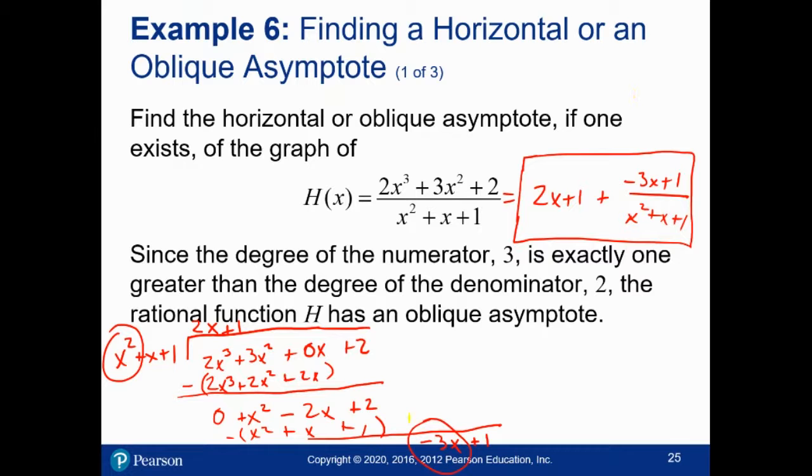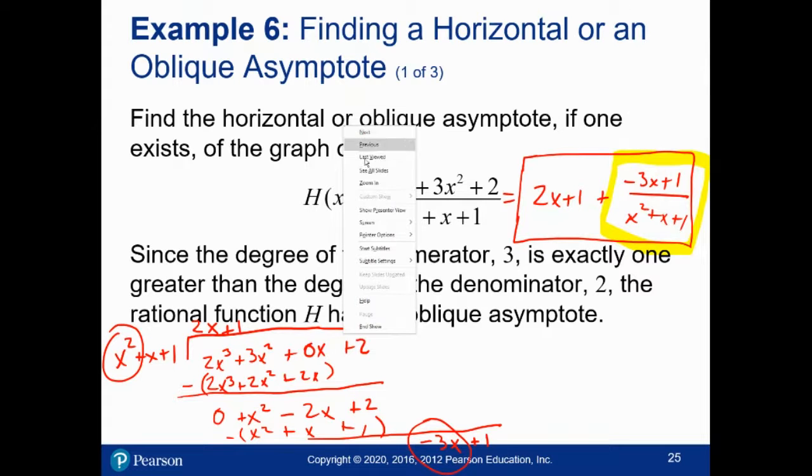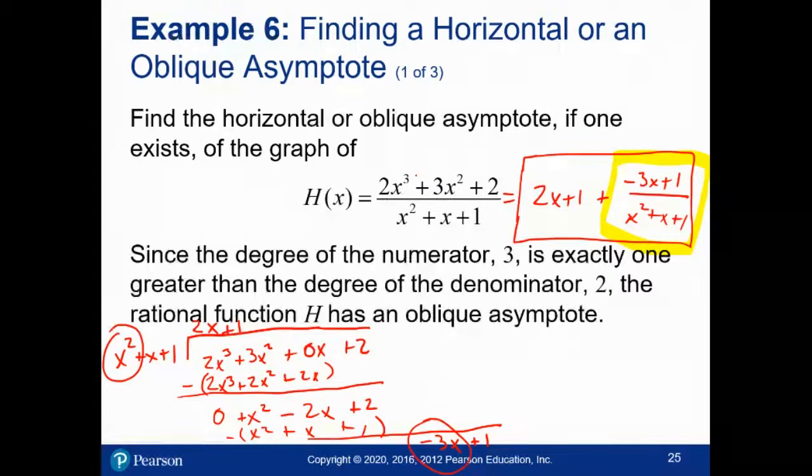So this remainder term is a rational function all on its own. But it's now a rational function where the degree of the denominator is bigger than the degree of the numerator. If you've done your long division properly, this is what will happen. Once you do the long division, we now have a smaller degree over a larger degree.